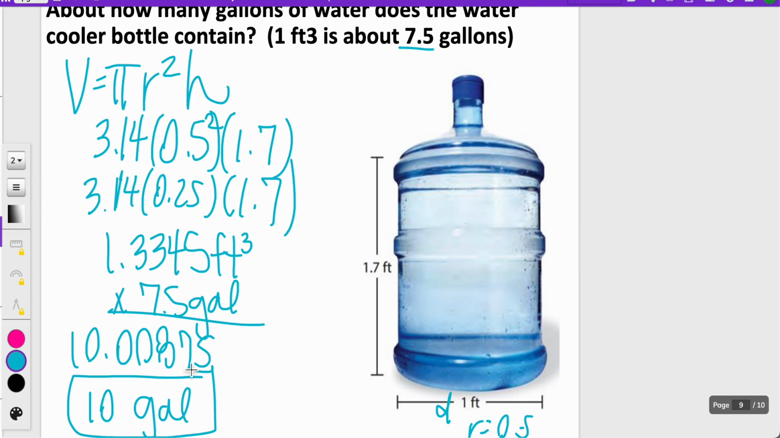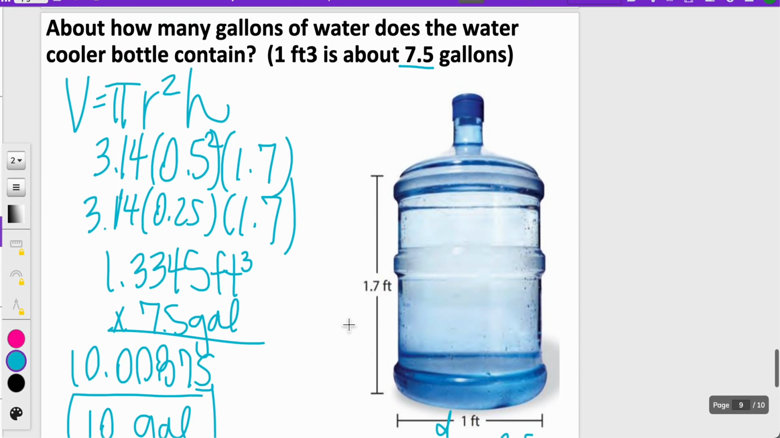Okay? That'll conclude our video on volume of cylinders. Hopefully this video was helpful to you. If it is, give it a thumbs up and tune back in next time when we start finding the volume of cones, which is actually very similar to cylinders, except one extra step.